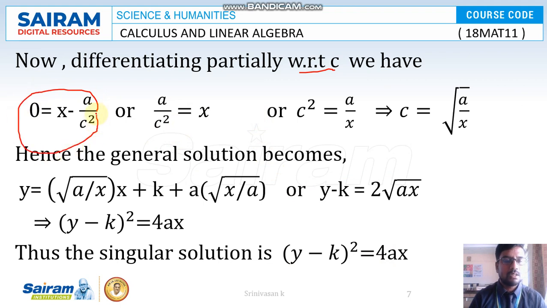Important: then what will we get? a by c square equal to x. Then c square equal to a by x, so c equal to root a by x. Our aim is to eliminate the parameter.